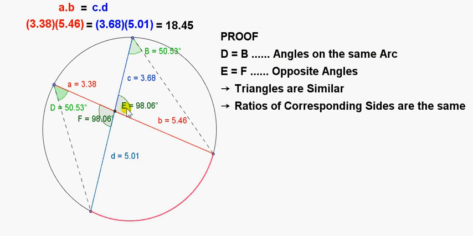Note these two angles here, E and F. These are opposite angles. And we know from a previous result that opposite angles are equal to each other. So we see that if we take both of these triangles, two angles in them are the same. And if two angles in two triangles are the same, then the triangles are similar triangles. All three angles are the same.